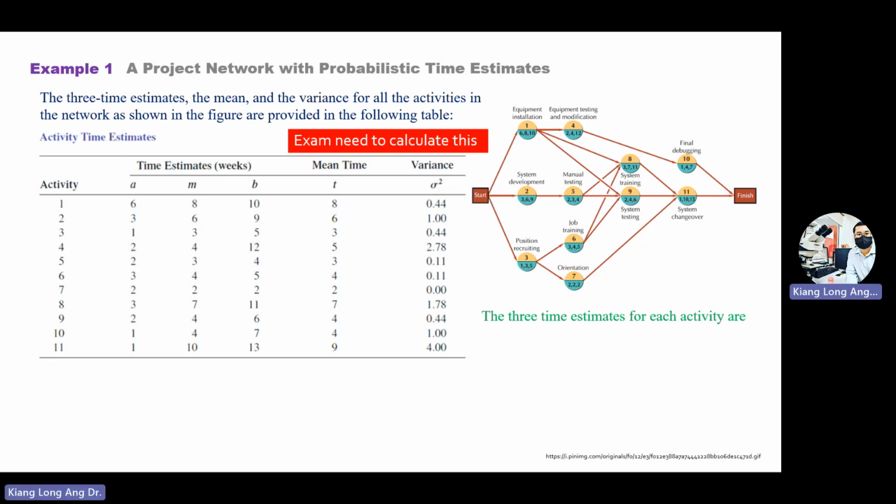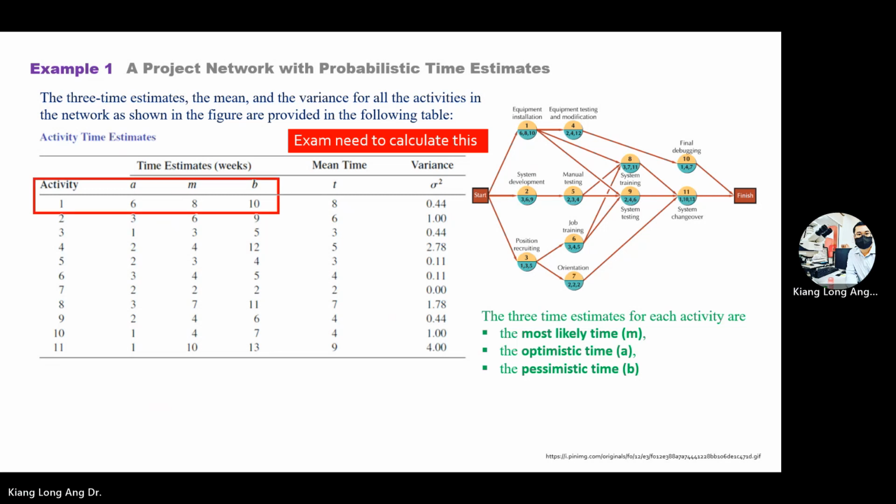Mean, most likely, optimistic, pessimistic. T is the mean time for this exercise. So the rest is just what I explained just now. To find the T, you use A plus 4M plus B divided by 6.